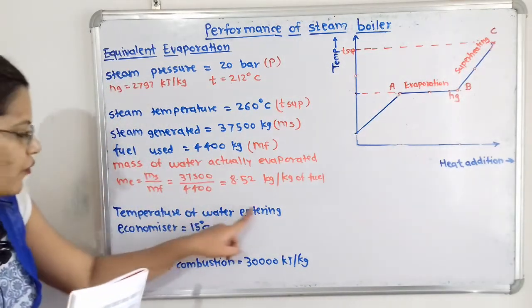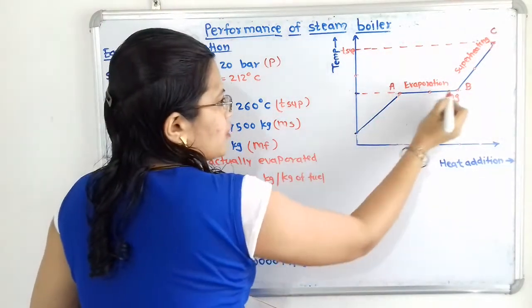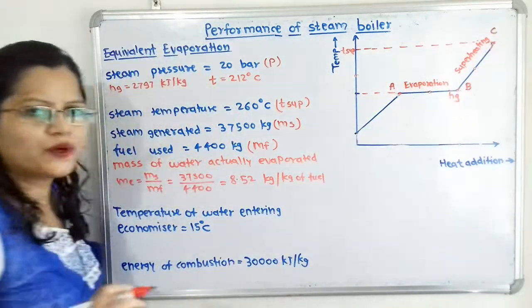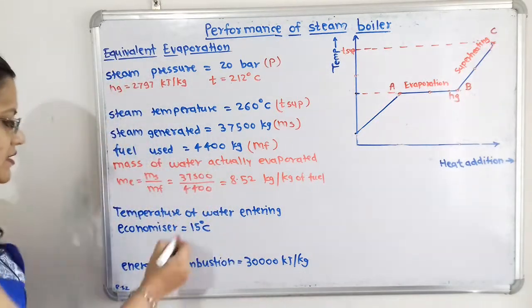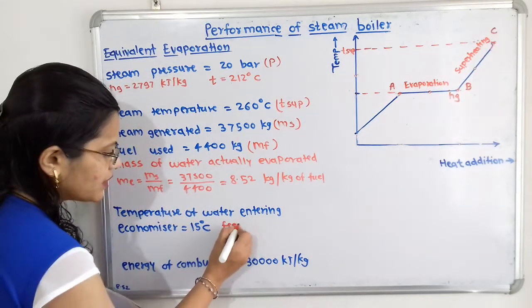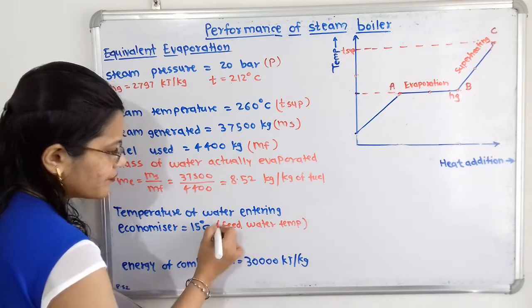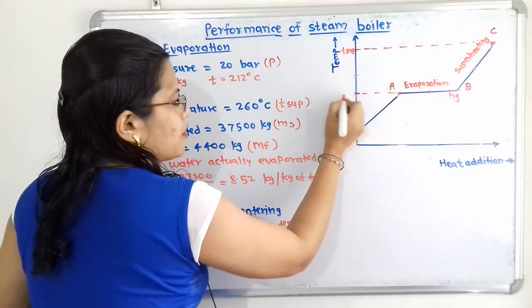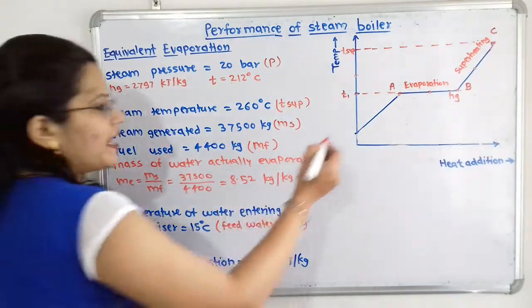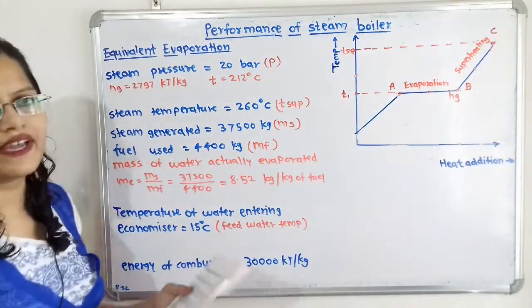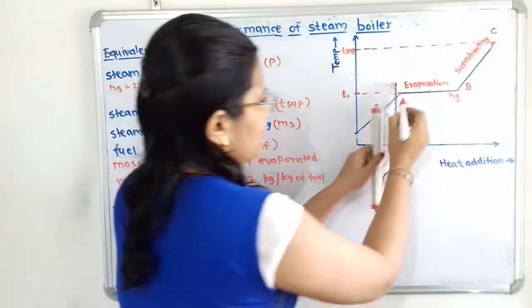Then the temperature of water entering the economizer. When the water is entering the economizer, that is for the evaporation process, we can say that this is the feed water temperature. So this 15 degrees Celsius is nothing but the feed water temperature. I will plot it here as T1. At this feed water temperature, we have to find out the value of enthalpy, which is HF1.